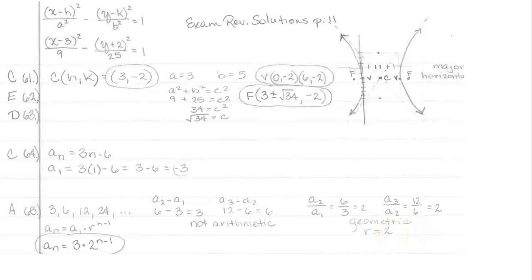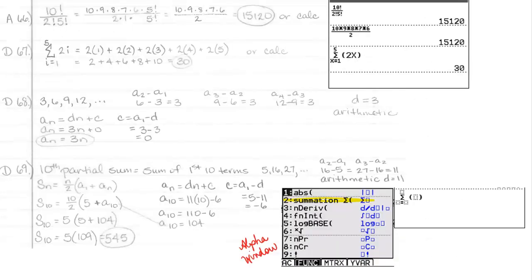So look on your formula sheet for the formula for an nth term of a geometric sequence. That is a sub n is equal to a sub 1 times r to the n minus 1. So we're going to put in our first term, 3, and we're going to put in our ratio, 2, and that is our formula. Now please notice you cannot combine the 3 times 2 and get 6 to the n minus 1, because only the 2 is being raised to that exponent, the 3 is not.